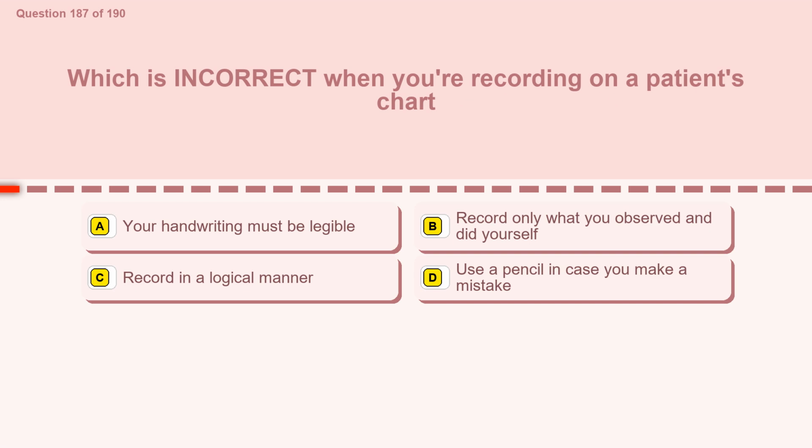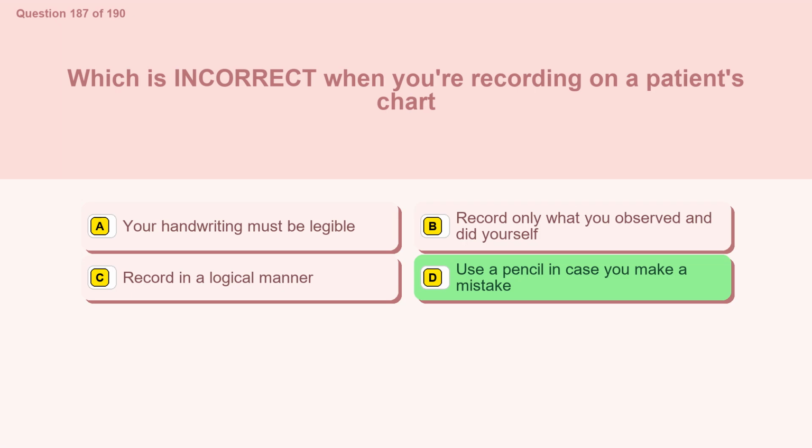Question 187. Which is incorrect when you're recording on a patient's chart? Option A, your handwriting must be legible. Option B, record only what you observed and did yourself. Option C, record in a logical manner. Option D, use a pencil in case you make a mistake.